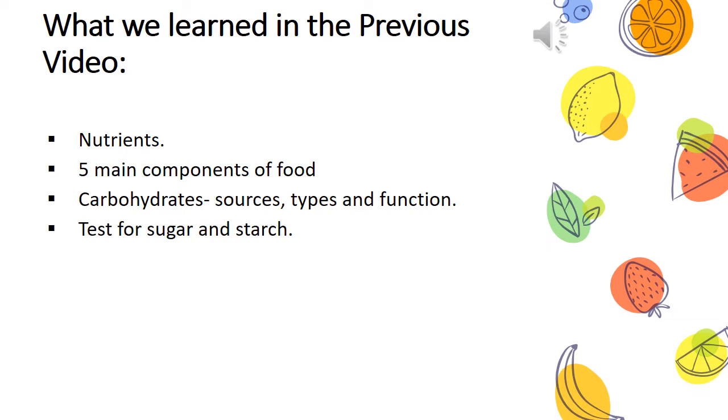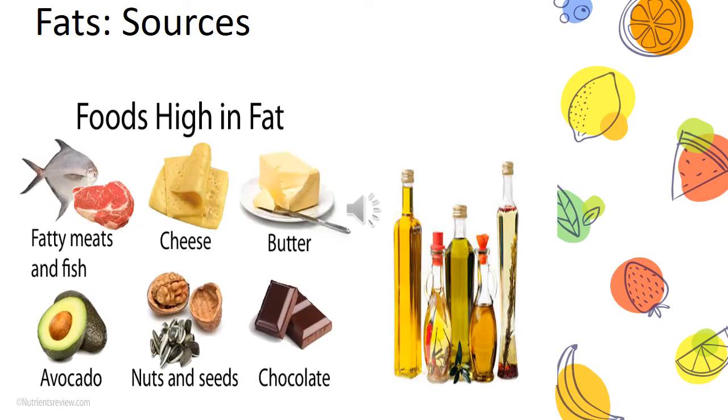And by now we also know the test carried out to identify the presence of two types of carbohydrates, that is sugar and starch, right? Let's move further to the second main component of food, that is the fats. Let's see the sources of fats first.